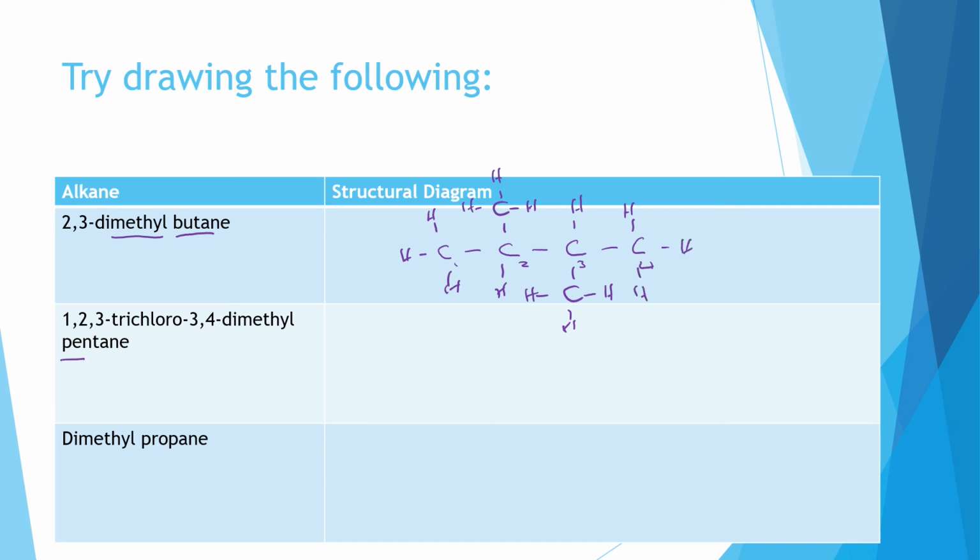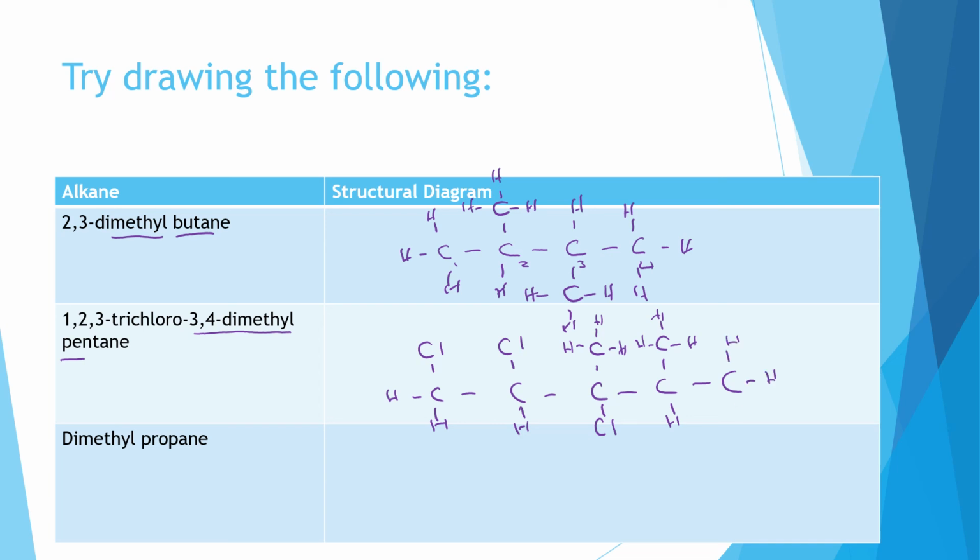Try the next one. Pent means 5. I'm going to put on carbon number 3 and 4 a branch, which is a carbon, 1 methyl, so 1 carbon on each one. And on carbon number 1, I'm going to put on a chlorine, chlorine, and a chlorine. Now I must satisfy the bonding for carbon by making sure that each carbon has 4 bonds. Remember, it doesn't matter if you draw up or down because these single bonds will rotate.